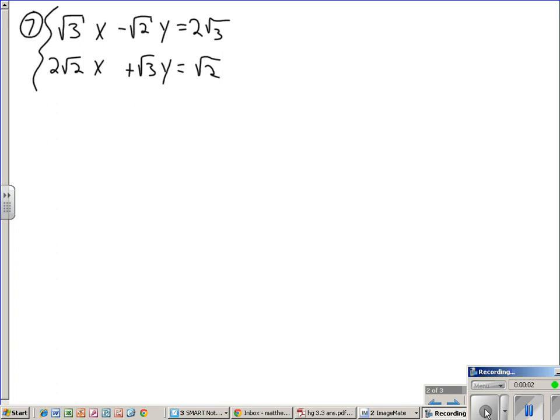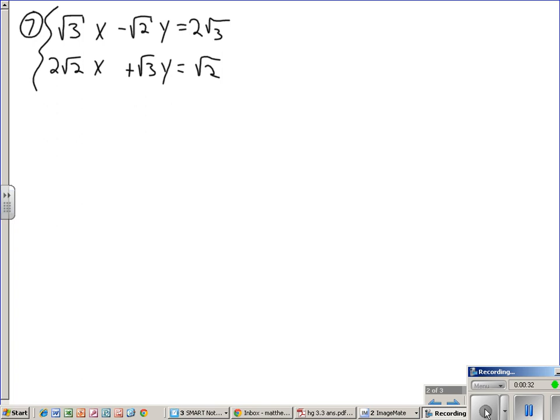Hello everybody, this is question number 7 from the review for 3.1 through 3.3 for Algebra 2 Trig. This kind of problem probably won't be on the quiz, but it's still a good problem to work through. The biggest thing about this obviously is the square roots. Really, you're going to do the same idea as any of the other problems, whether it's substitution or elimination. I think elimination is going to be a lot easier for this problem.